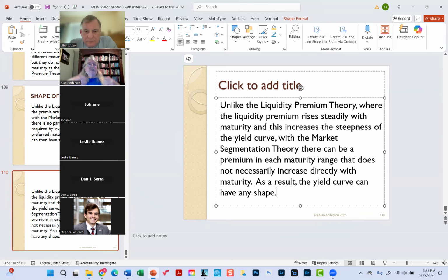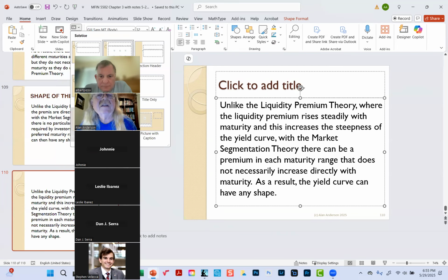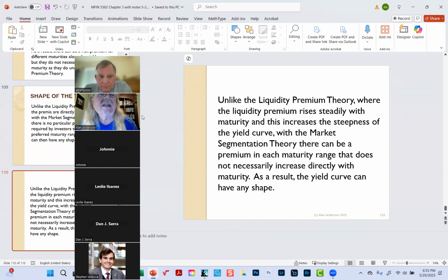So there's news coming out of the Wall Street Journal tomorrow that has something to do with the mortgage market. The long end of the yield curve is likely to be affected, but not necessarily the short end. Okay, so that's basically what they're getting at here.